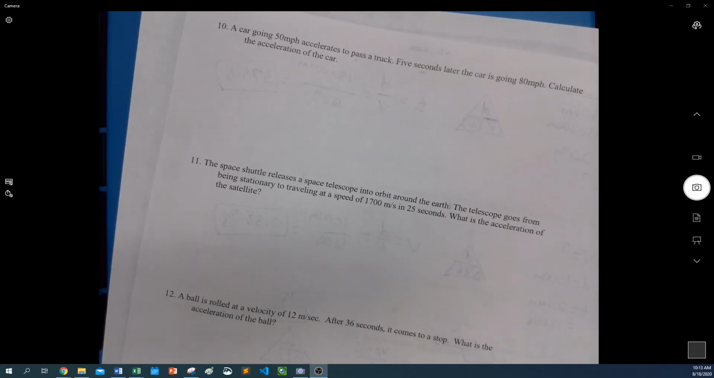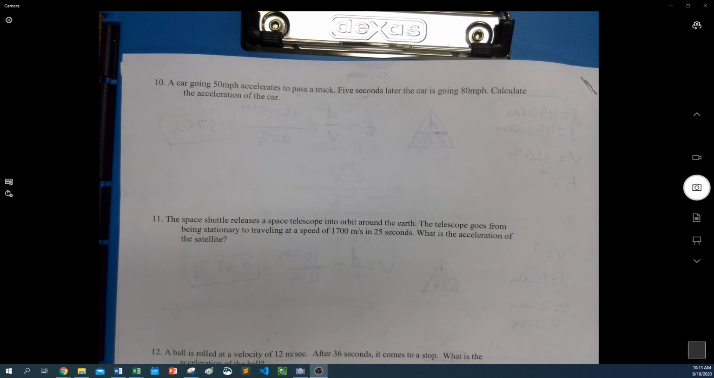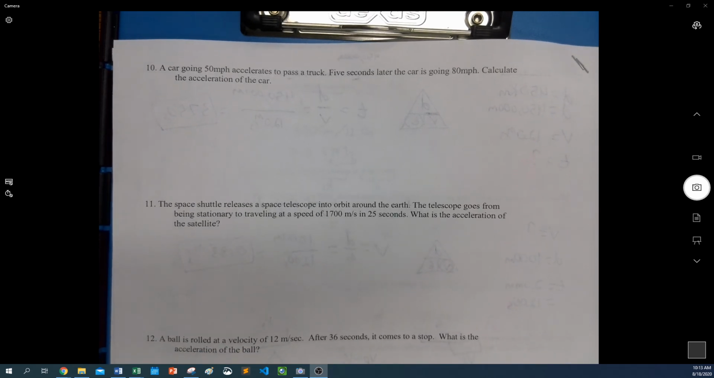So try working on number 10. Anyone struggling to do this and need help? We do have Nicole, so don't be afraid to ask her to come help and explain.